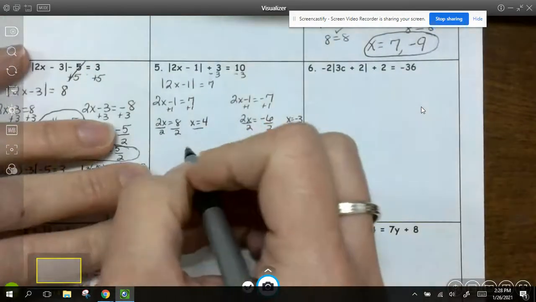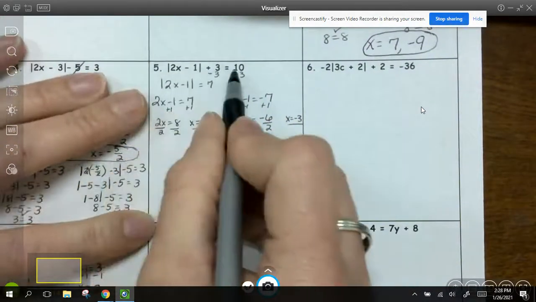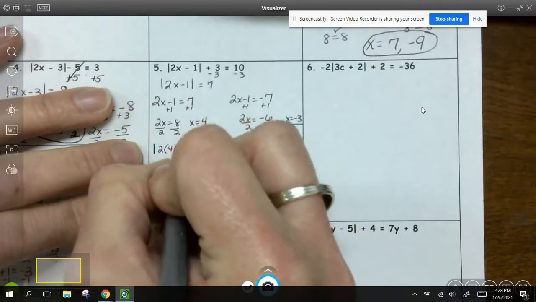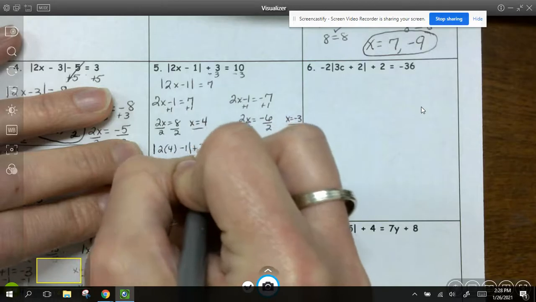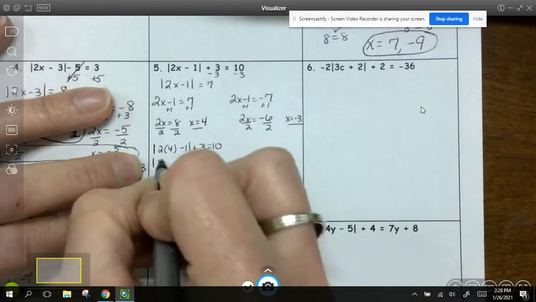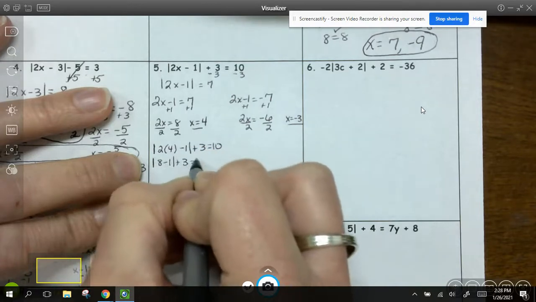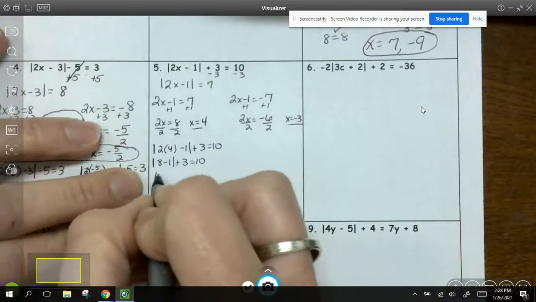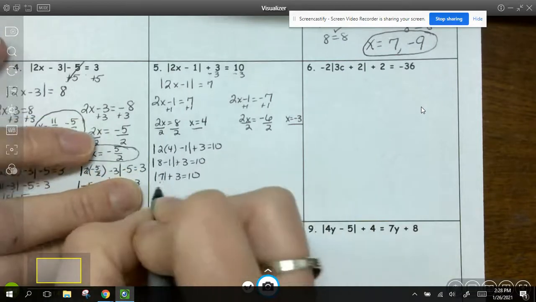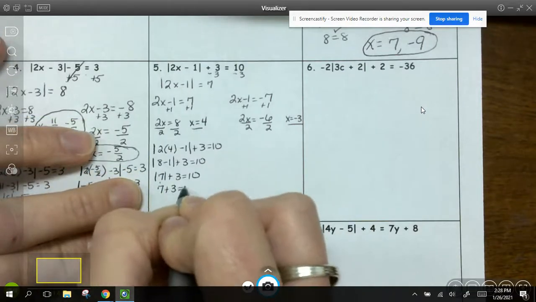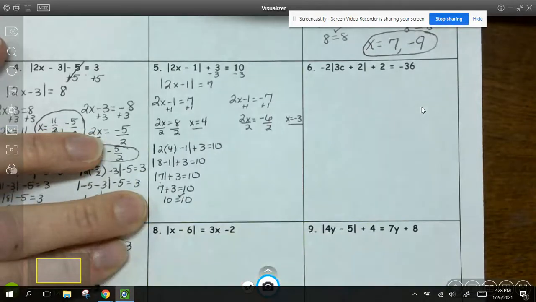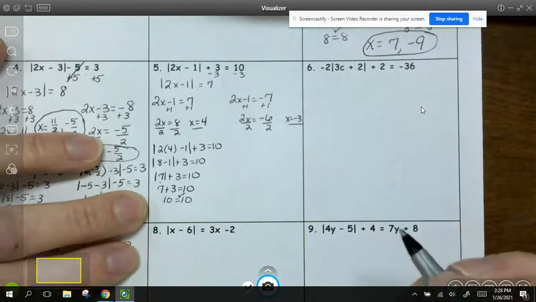So let's go down here and do our check. And remember, when you check, you go back to the original. So the absolute value of 2 times 4 minus 1 plus 3, does that equal 10? Okay, this would be the absolute value of 8 minus 1. 8 minus 1 is 7. The absolute value of 7 is 7. And 7 plus 3 is 10. So that does work. So x equals 4 is a solution.